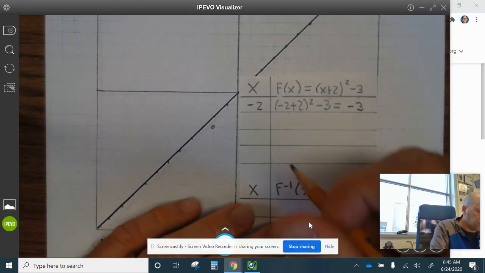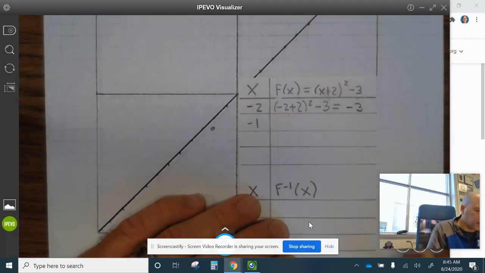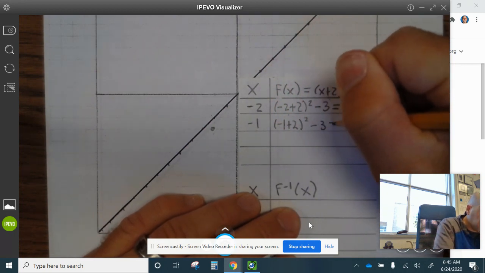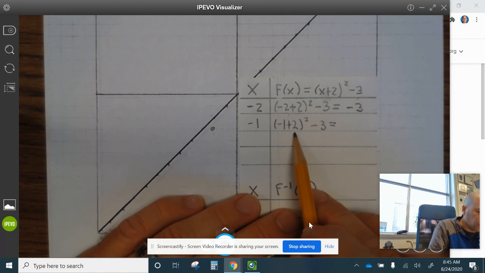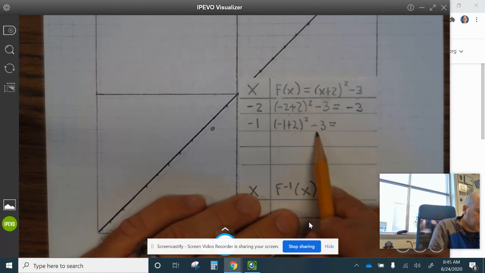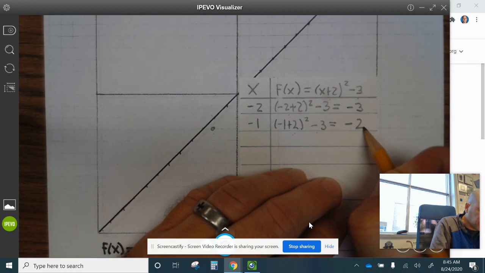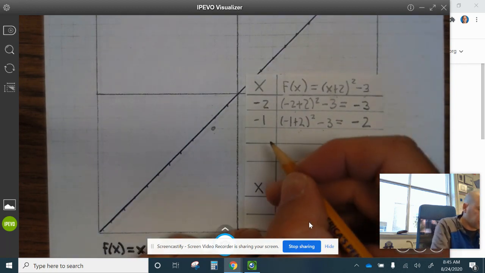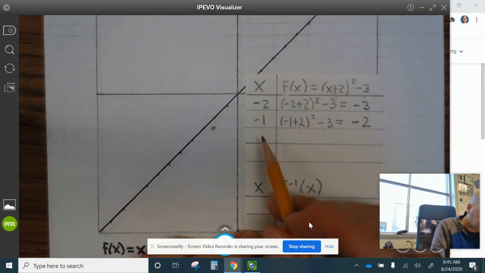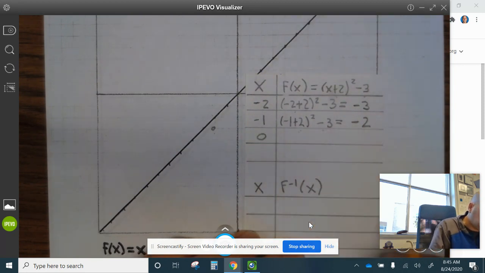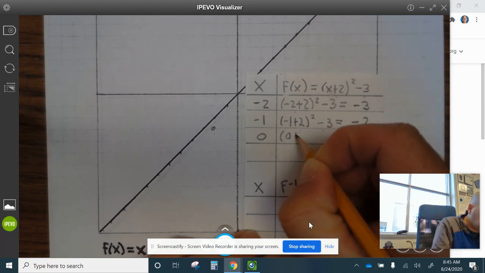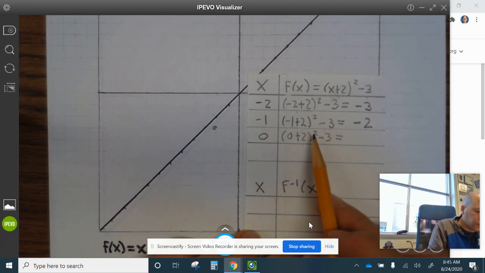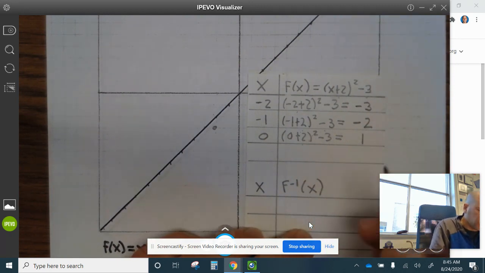Now, it'd be logical to use negative 1, because that's the next point. Let's see if that works. So negative 1 plus 2 squared minus 3. Well, negative 1 plus 2 is 1. 1 squared is 1. So 1 minus 3 is negative 2. Okay, next point, 0. So then that's 0 plus 2 squared minus 3. Well, 2 squared is 4. 4 minus 3 is 1.